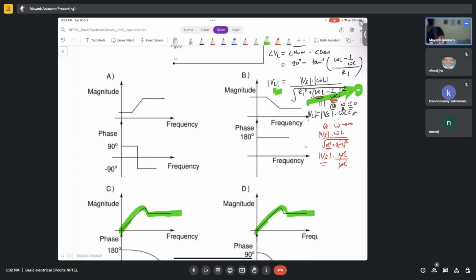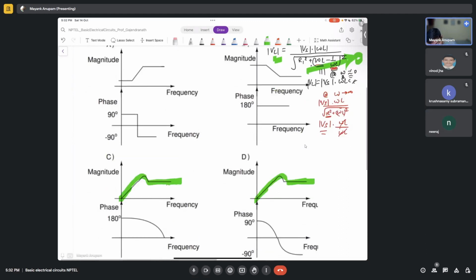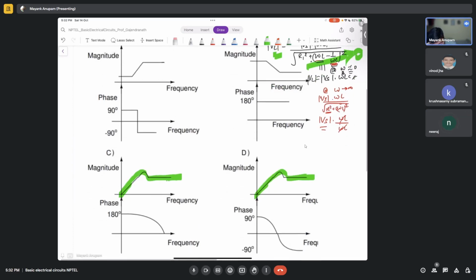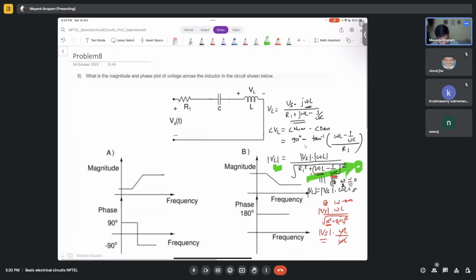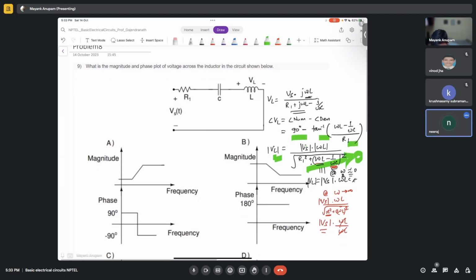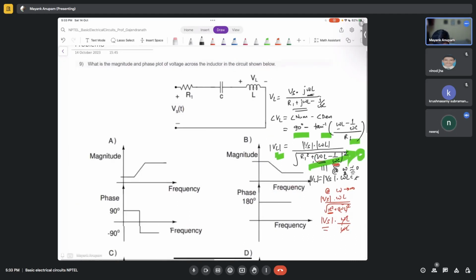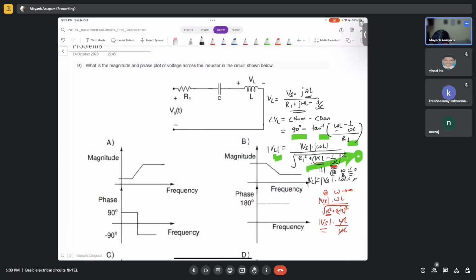But now we also have to find out which phase. What will the phase characteristic of this VL be? So what is the phase here? 90 minus tan inverse of omega L minus 1 over omega C by R, right? So what is that? At very low frequency, when omega is very less, or when omega is actually equal to 0, what will be the angle here?